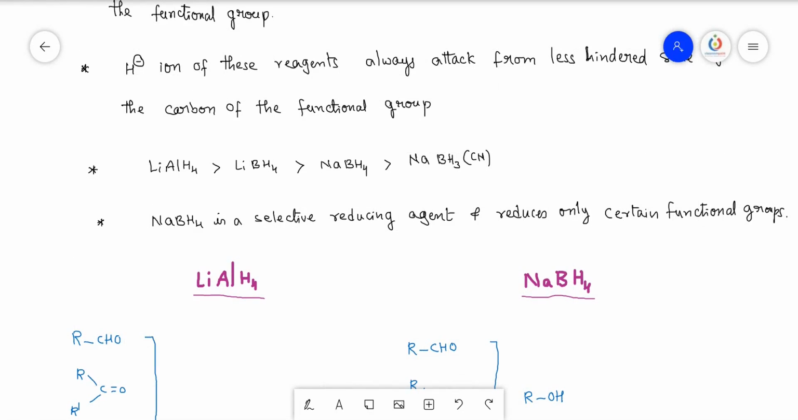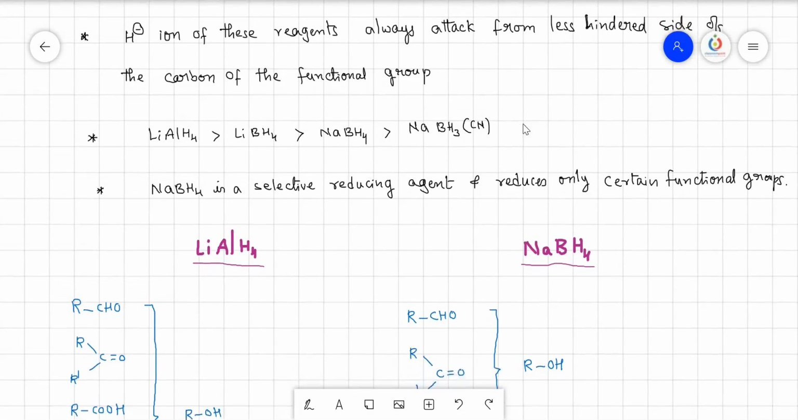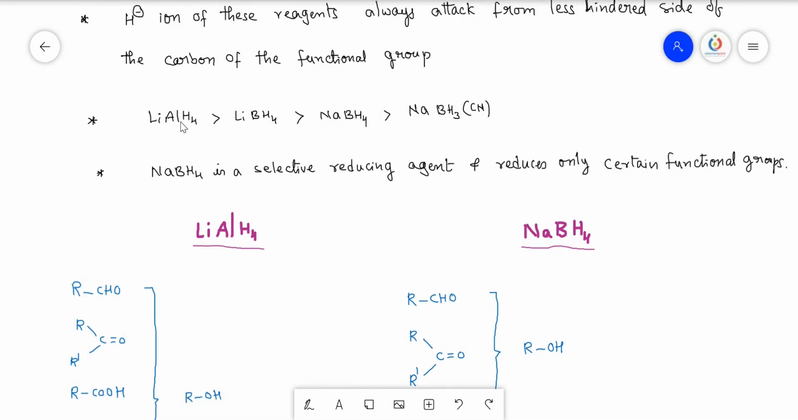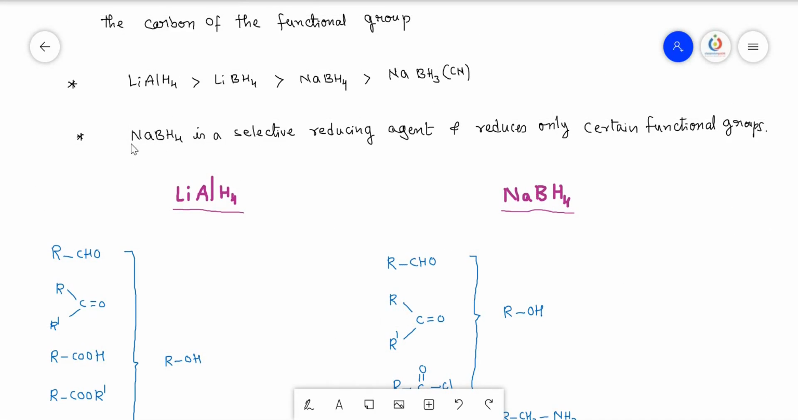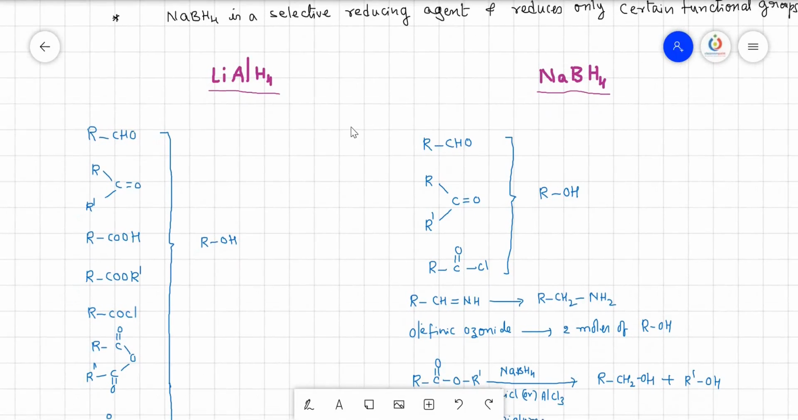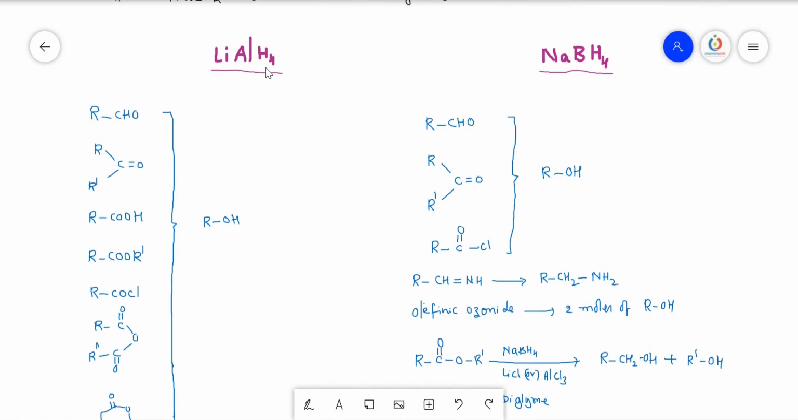Now you see here different types of reducing agents and their strength. Lithium aluminium hydride is the strongest reducing agent, stronger than lithium borohydride, which is stronger than sodium borohydride, which is stronger than sodium cyanoborohydride. Now, among these reducing agents, sodium borohydride is a selective reducing agent and reduces only certain functional groups, which we shall see now.